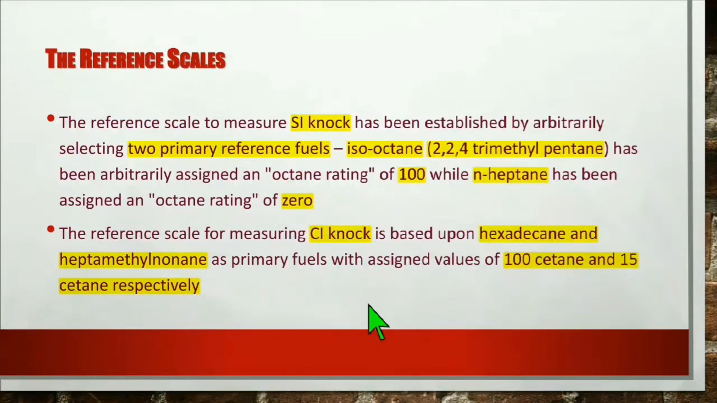The reference scales. The reference scale to measure SI ON has been established by arbitrarily selecting two primary reference fuels. Isooctane, 2,2,4-trimethylpentane, has been arbitrarily assigned an octane rating of 100, while n-heptane has been assigned an octane rating of 0. The reference scale for measuring CI ON is based upon hexadecane and heptamethylnonane as primary fuels, with assigned values of 100 cetane and 15 cetane respectively.